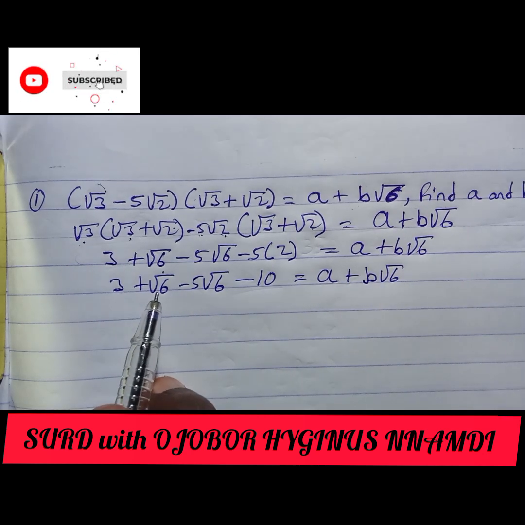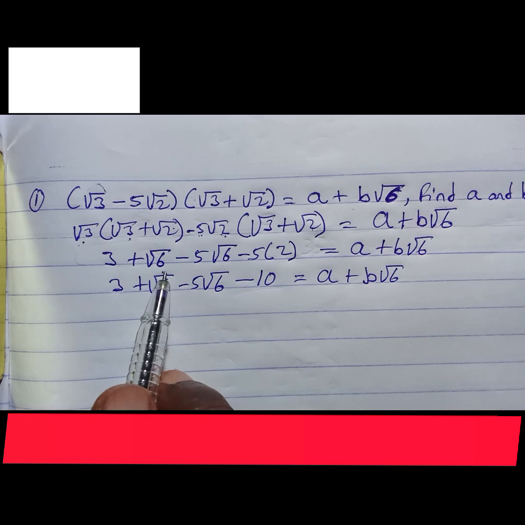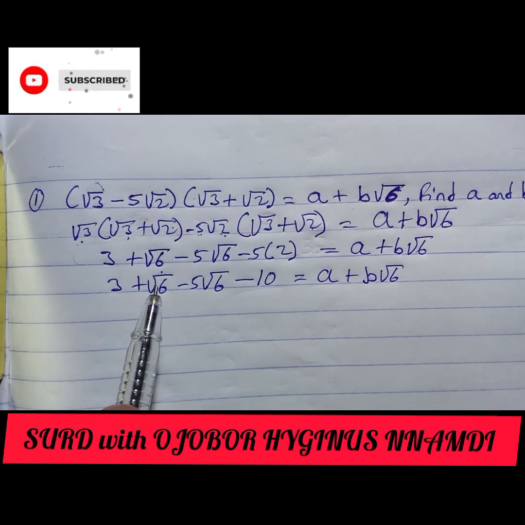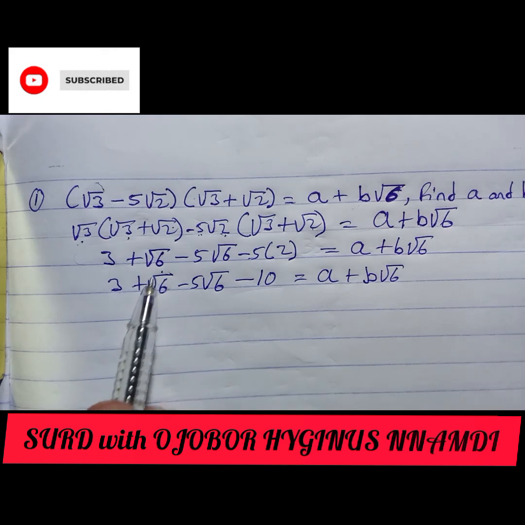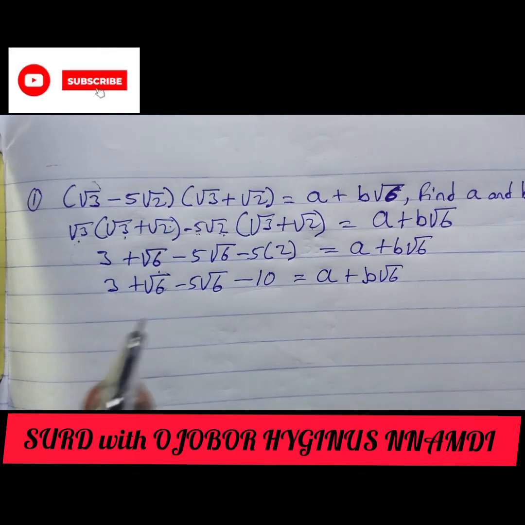And of course, √6 − 5√6 is just like saying, I told you that to be on a safer side, we can always assume this surd to be a variable so that it is the one we are conversant with.